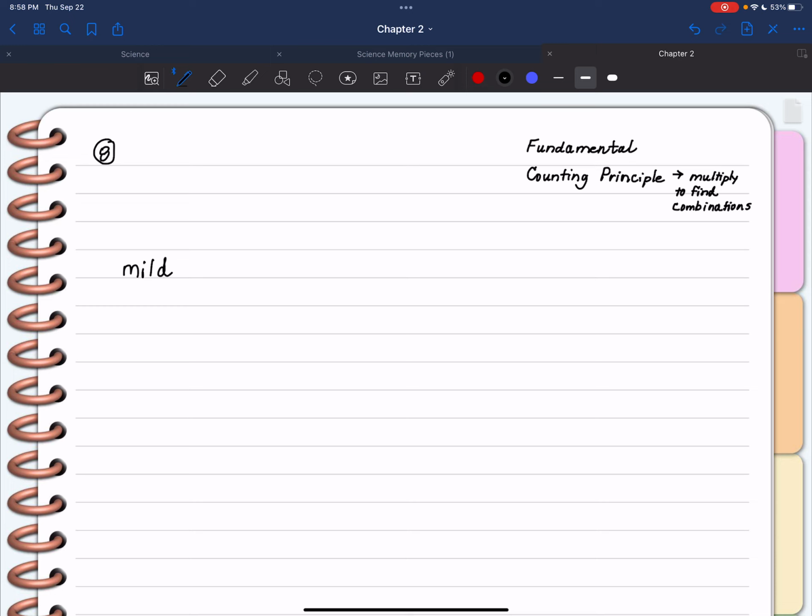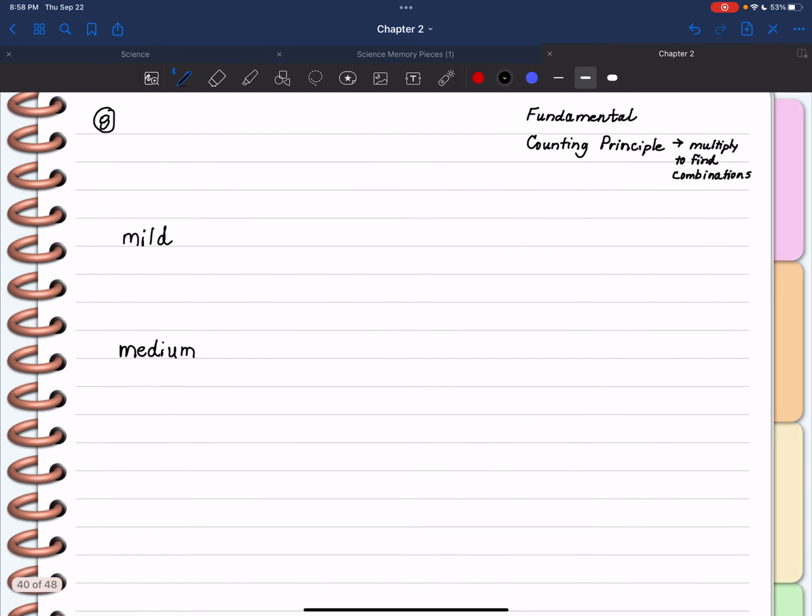A good rule of thumb, if you have a choice, is to put the one with the most options first, and your tree will be a little bit easier to draw. Mild, medium, or bold roast. Now, I'm going to work this both ways. So, on the fundamental counting principle, we choose the roast type. And that's going to be 3.